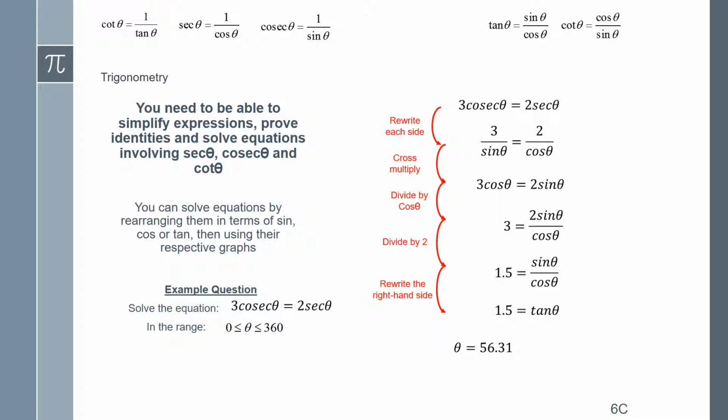Now we can inverse tan that to say theta must therefore be 56.31 degrees. We know that tan repeats every 180 degrees, so therefore we also know there's another solution at 236.31 degrees.